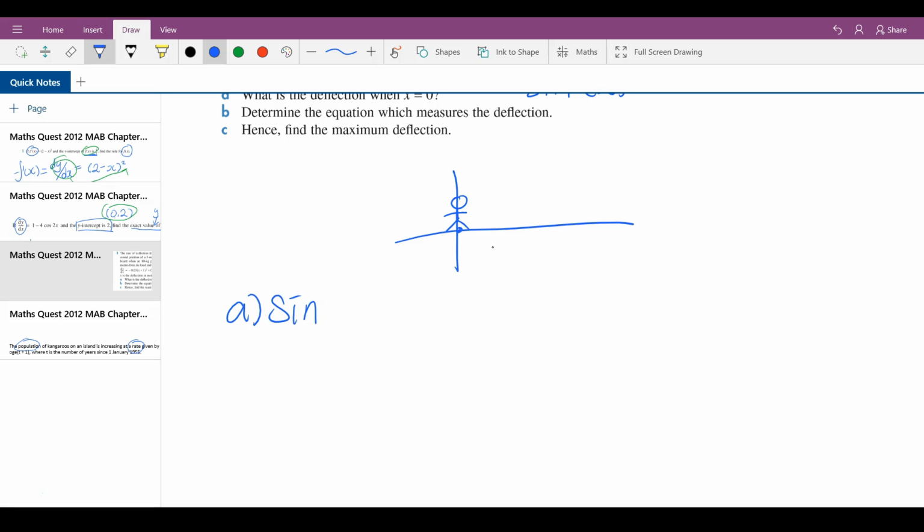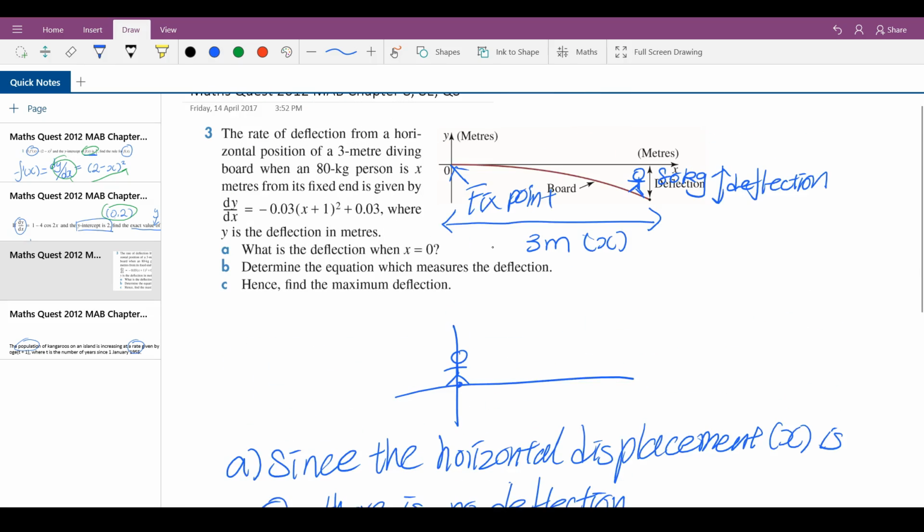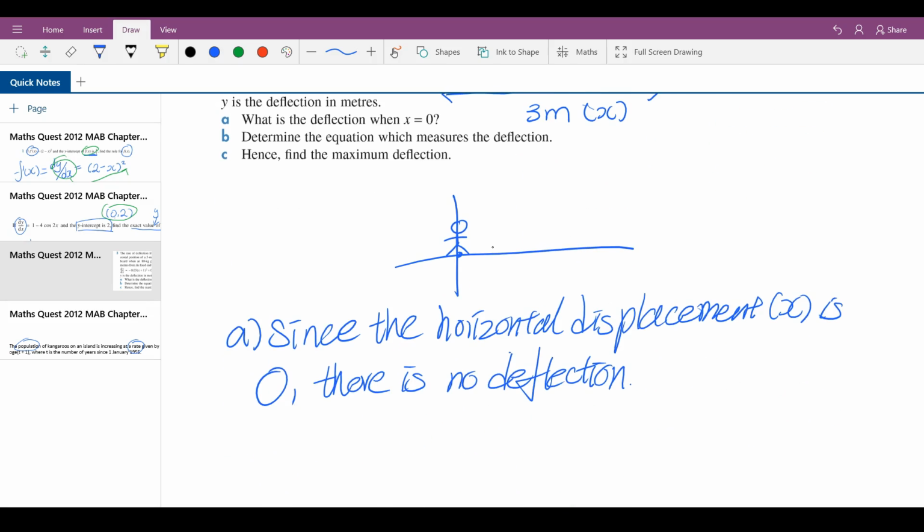So since the horizontal displacement, let's use the technical term, x is 0, there is no deflection. Hopefully you don't need to use math to determine that. You can just look at the diagram. Alright, so part B determines the equation which measures the deflection.